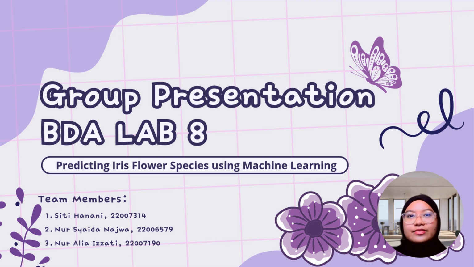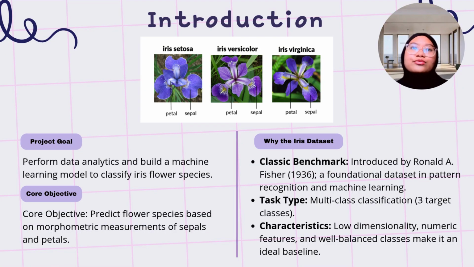Today, our team, Siti Hanani, Syaida, and Alia Izzati, will present our BDA Lab 8 project, predicting iris flower species using machine learning. Our core objective is to perform data analytics and train a machine learning model to accurately classify iris flower species based on morphometric measurements of their sepals and petals.